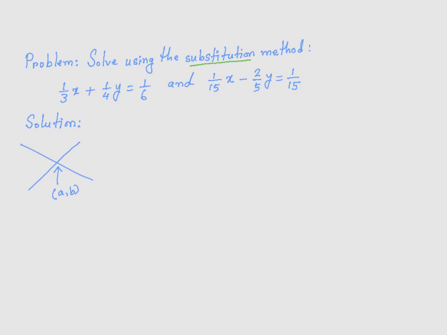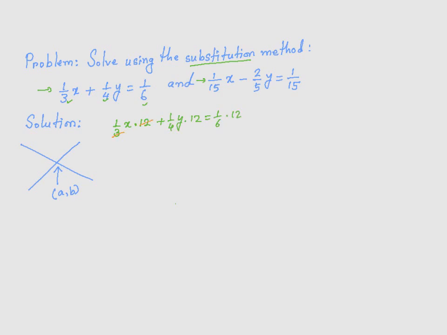Now let's go ahead and try to simplify these given equations. What we are going to do is try to get rid of the fractions in both of these equations. So in the first one, the LCD of 3, 4, and 6 is 12. So I'm going to multiply both sides of this equation by 12. 1/3 x times 12 plus 1/4 y times 12 is equal to 1/6 times 12.